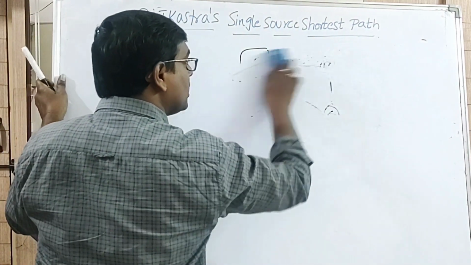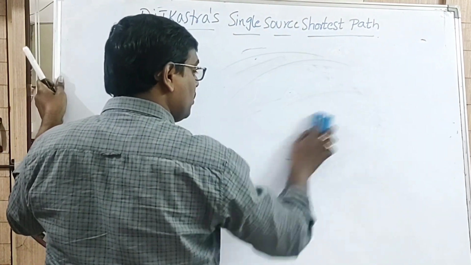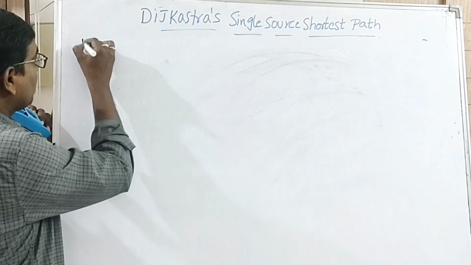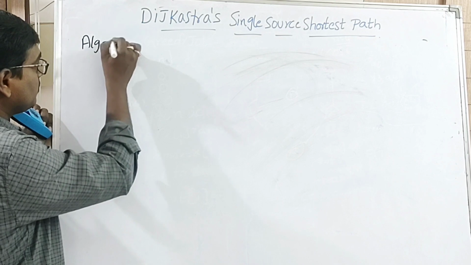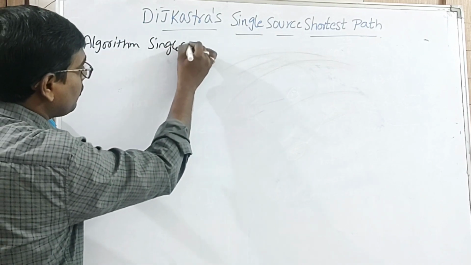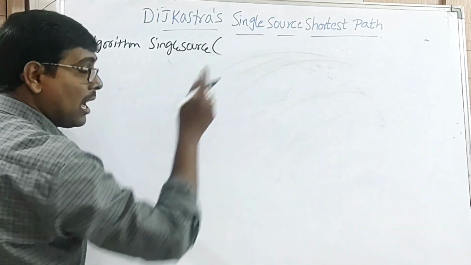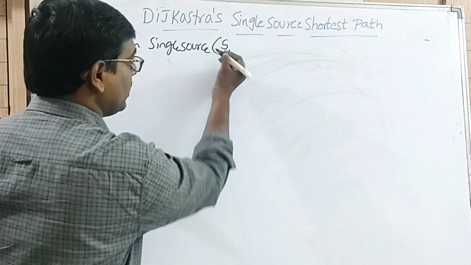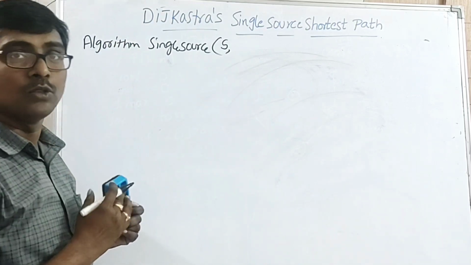Now, step by step, I will explain one example along with the algorithm. Assume one vertex is the source vertex. Assume S is the source vertex.